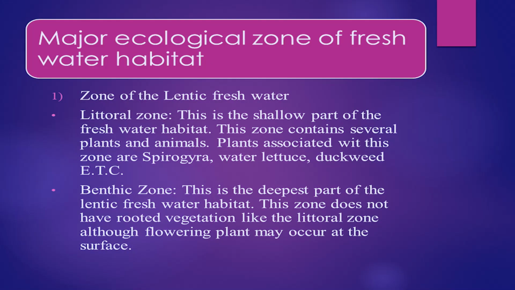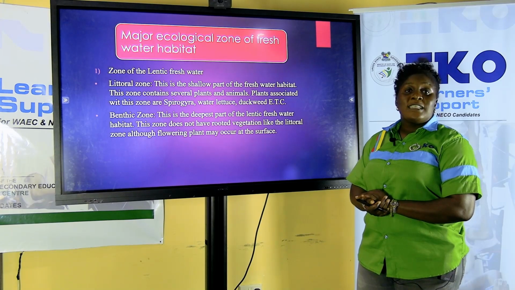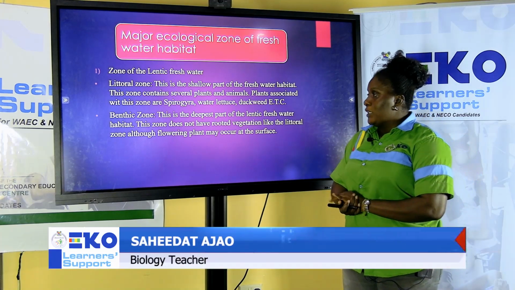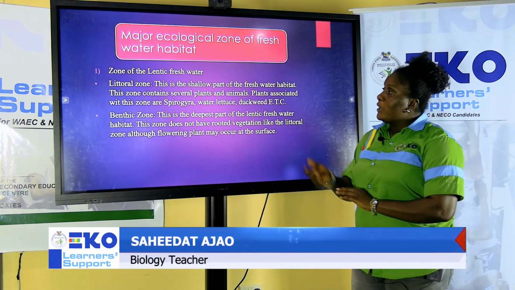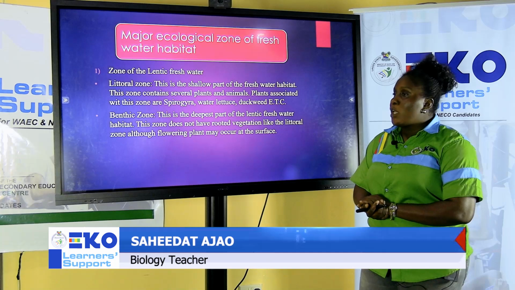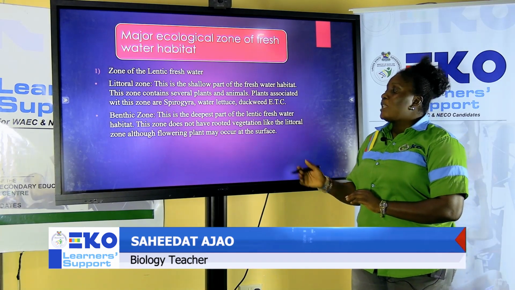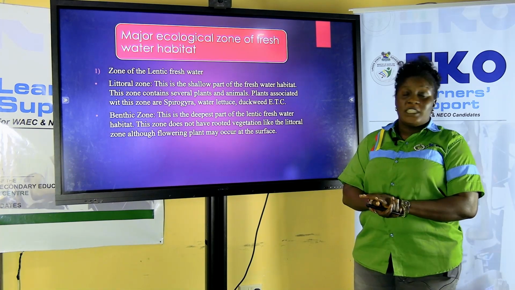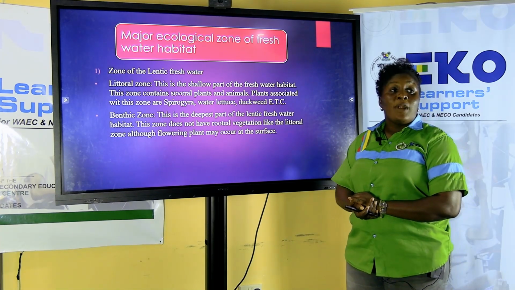The zones of the lentic freshwater, that means the stagnant freshwater: the littoral zone. This is the shallow part of the freshwater. This zone consists of several plants and animals. Plants in this zone are spirogyra, water lettuce, duckweed, and many more. Then we also have the benthic zone. This is the deepest part of the lentic freshwater. This zone does not have rooted vegetation, unlike the littoral zone.